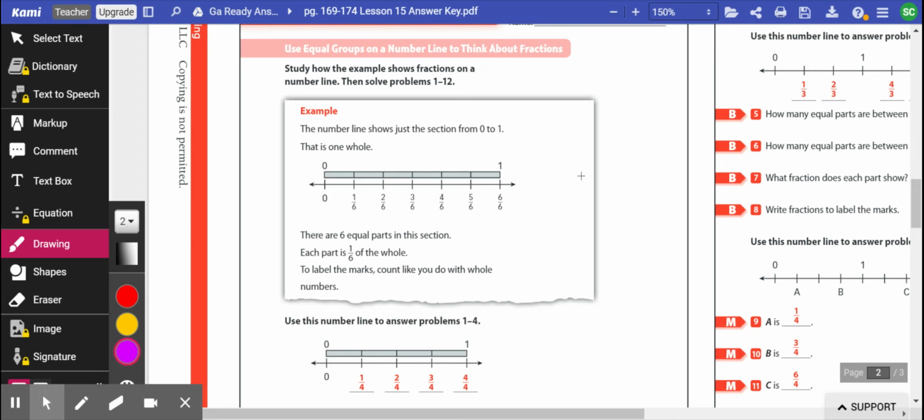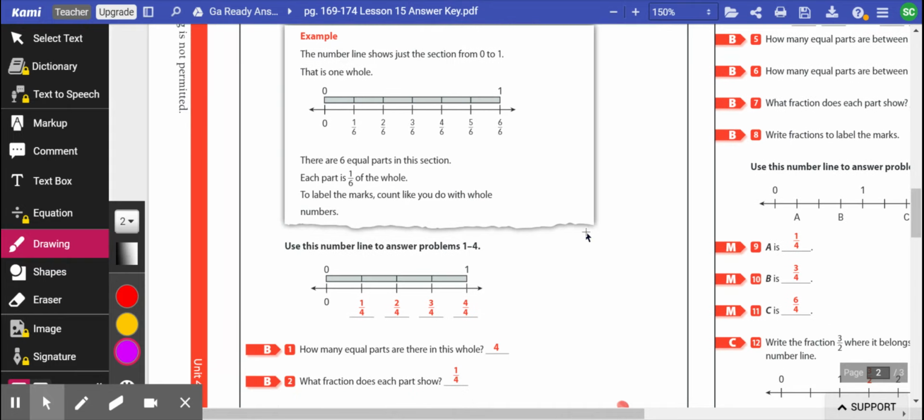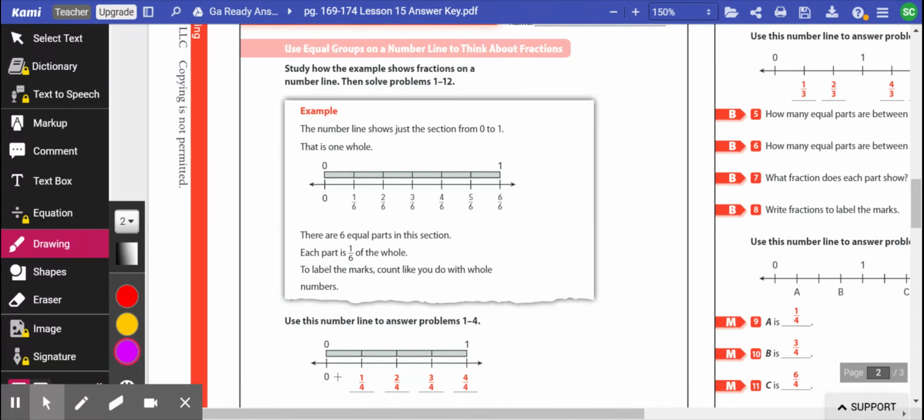So remember, it takes 7 lines to cut it into sixths. So this is 6 equal parts, and each part is 1/6 of the whole thing. And to label, we do just like we count with whole numbers, except that's in our numerator. So it's like 0 wholes, 1/6, 2/6, 3/6, 4/6, 5/6, and 6/6, which is the same thing as 1 whole. So we're going to use that number line to answer problems 1 through 4.